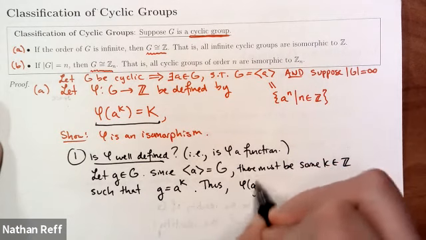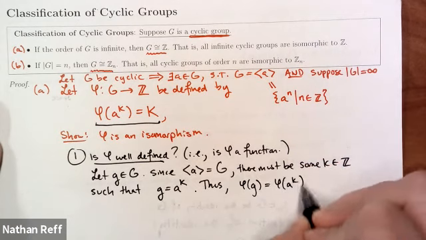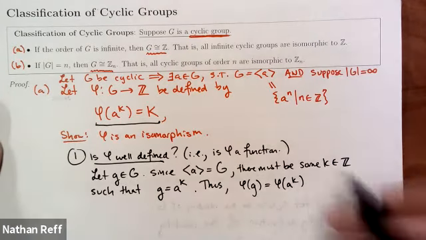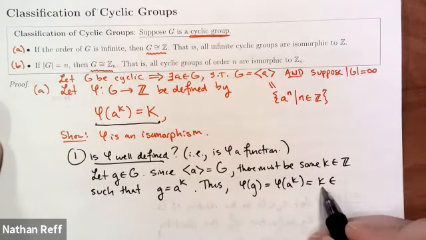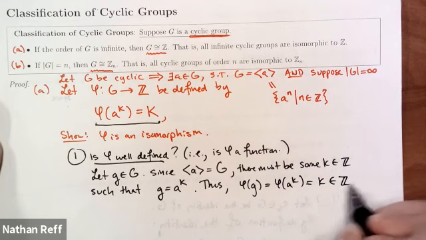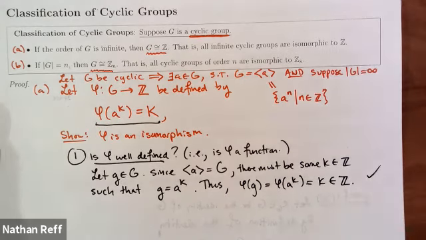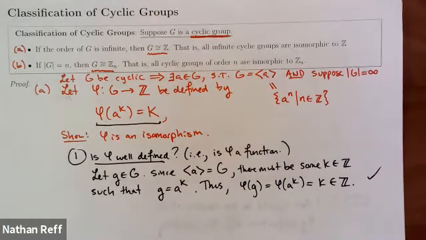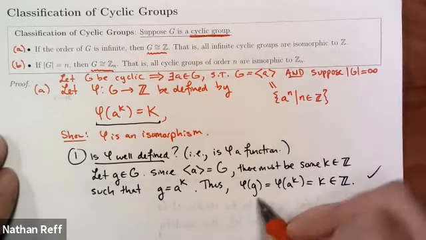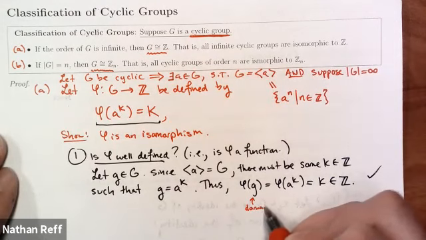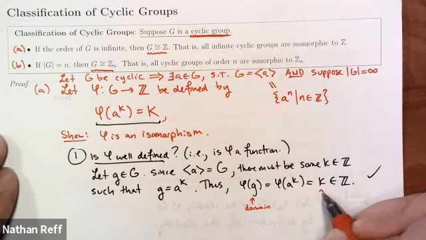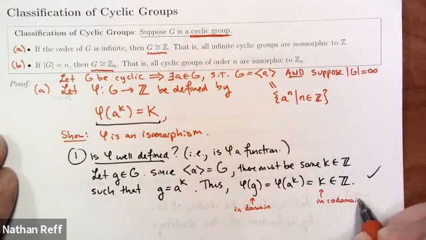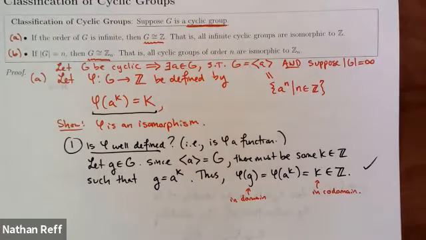if I map G, that's going to go to what I define. And this is K. Is K an integer? Yes. So we're good, right? In other words, everything in the domain gets mapped to something in the codomain, right? So it's a well-defined function. So this is in the domain. This is in the codomain. That's really what you're just checking. Everyone okay with that?